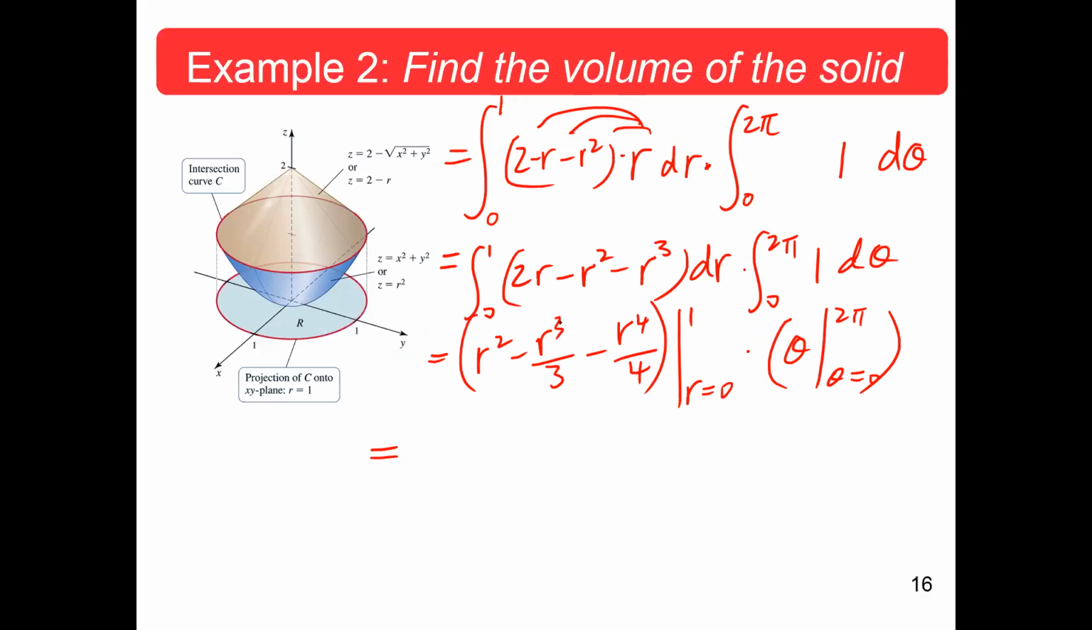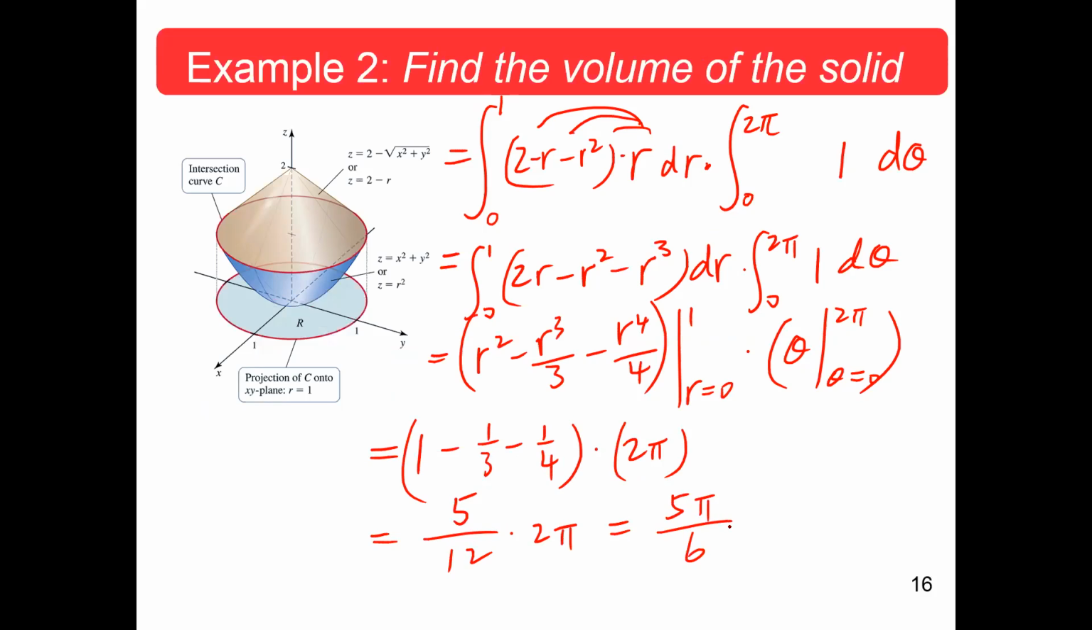Next, the evaluation is pretty straightforward. I just have 1 minus 1/3 minus 1/4 times 2 pi minus 0, which is just 2 pi. So with a common denominator of 12, this will be 7 over 12, so 5 over 12 times 2 pi. Therefore, eventually I have 5 pi over 6 as the volume of the solid.